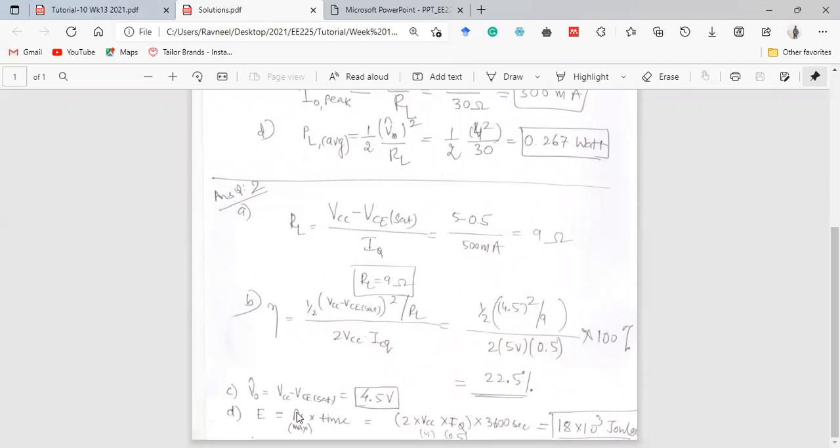In this particular case, the maximum power is given by 2 times VCC times IQ. So that is 2 times 5 times 0.5, which is just 5, right? 0.5 times 2 is 1, times 5 is 5. So 5 times 3,600 seconds is going to give us 18 kilojoules, right? So all of you got that?